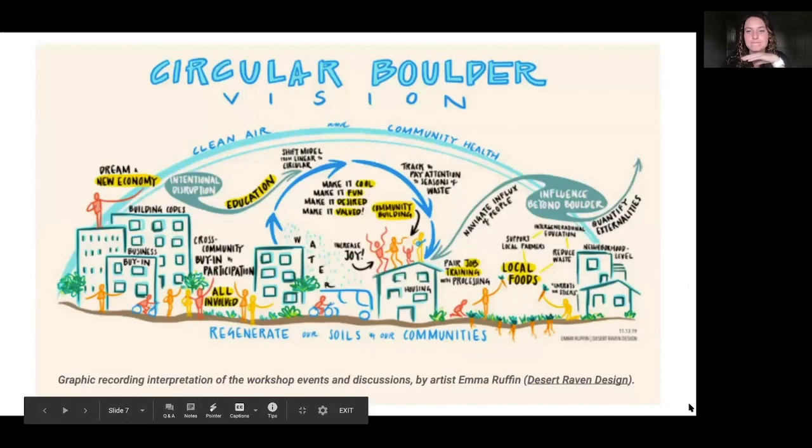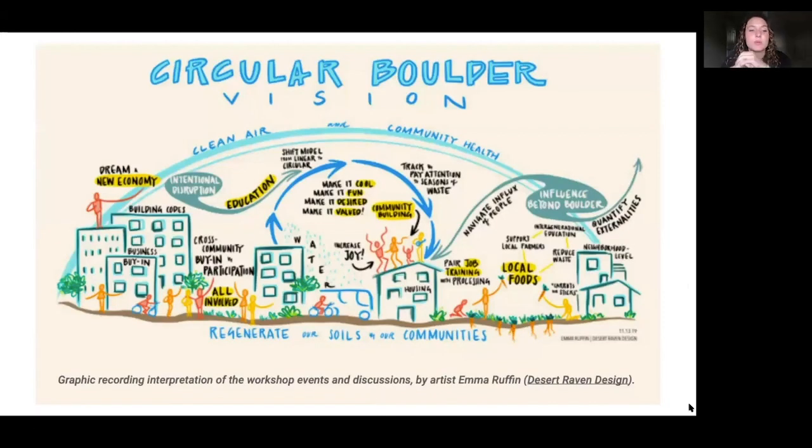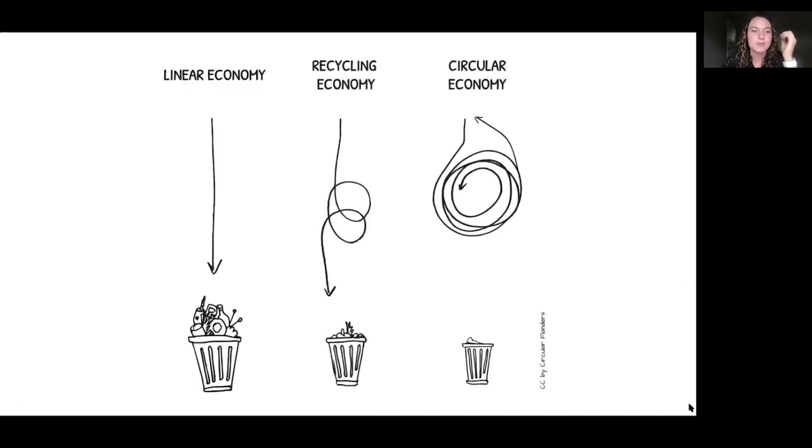Okay. This, for example, is Boulder's vision for circular economy. They did a whole workshop with an organization called Metabolic to figure out how to best move towards circularity. So we're not really going to spend any time on this, but you can see that it includes much more than just waste. It's talking about happiness and equity and clean air and all that good stuff. So that's just one example of a city taking that on.